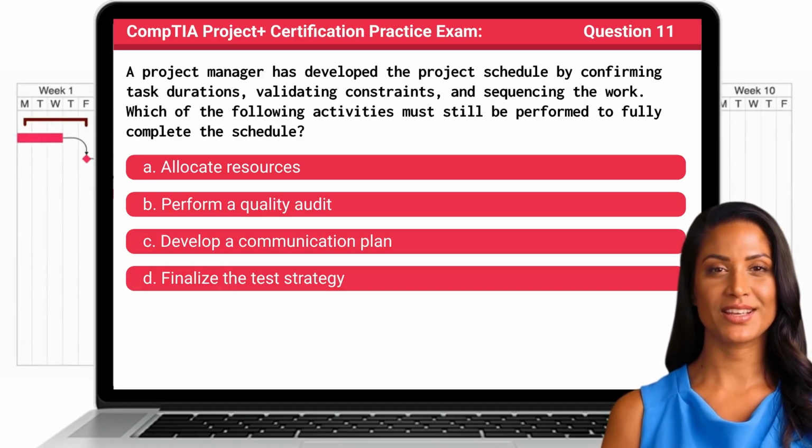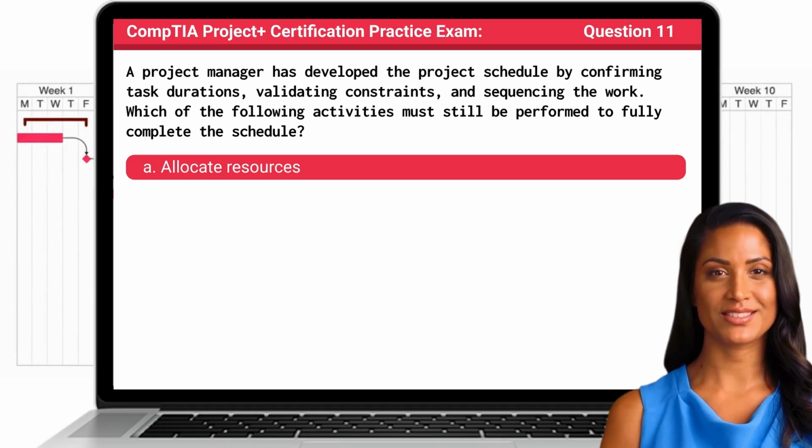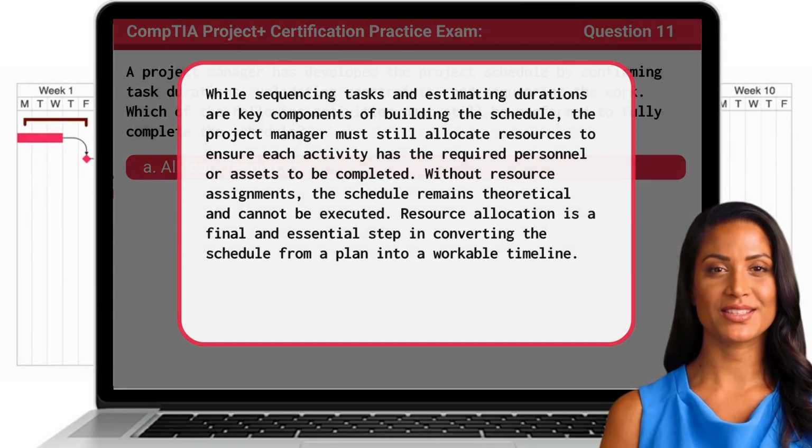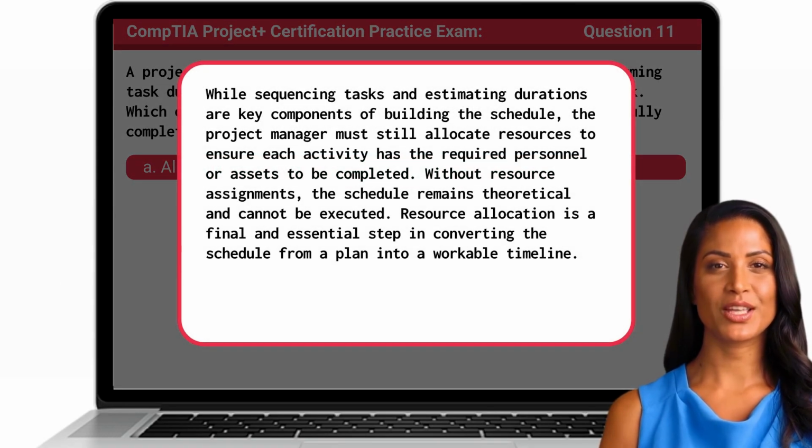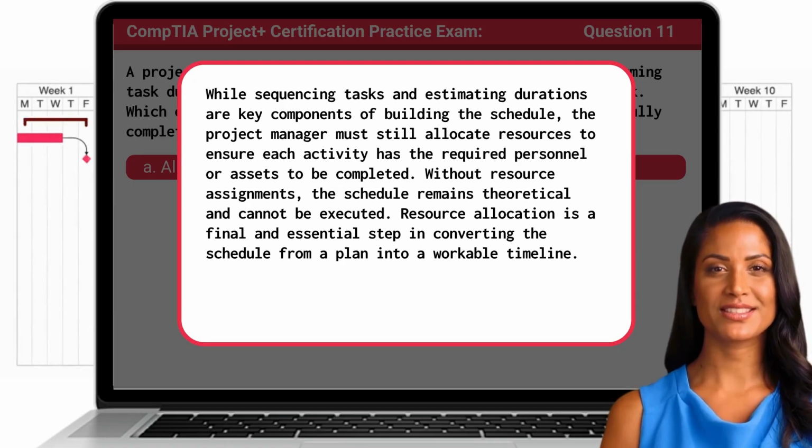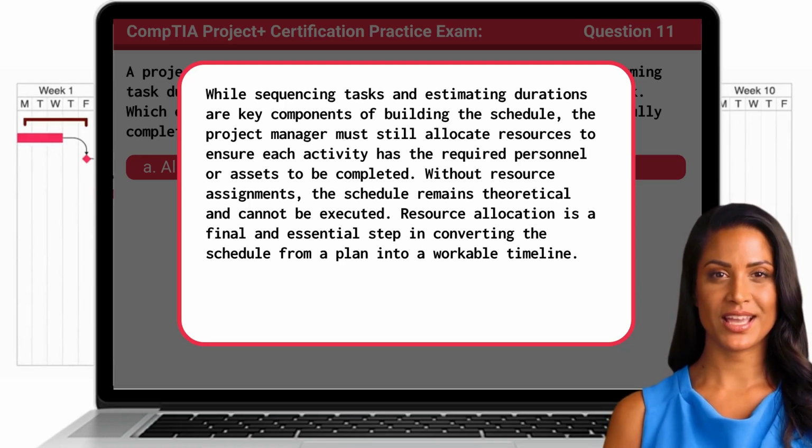The answer is A. Allocate resources. While sequencing tasks and estimating durations are key components of building the schedule, the project manager must still allocate resources to ensure each activity has the required personnel or assets to be completed. Without resource assignments, the schedule remains theoretical and cannot be executed. Resource allocation is a final and essential step in converting the schedule from a plan into a workable timeline.